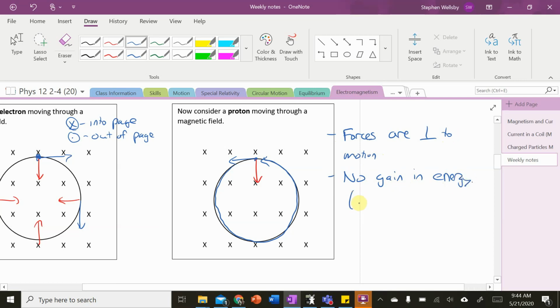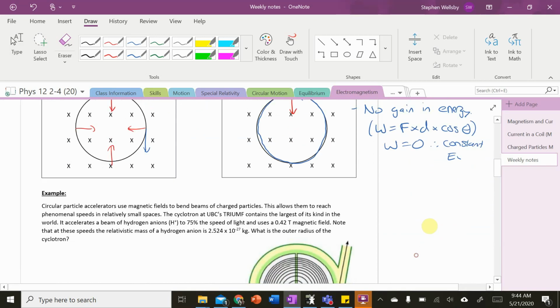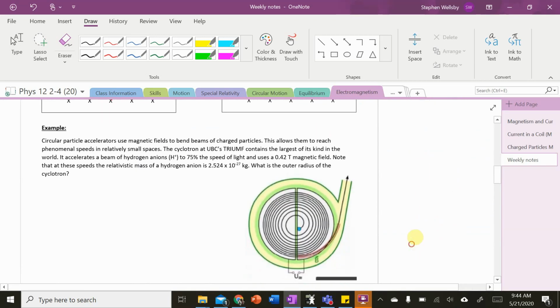And the reason for this is we know that the formula for work done is force times distance times cos theta. Well, the theta between the direction of motion and the direction of force is always 90 degrees, and cos of 90 is equal to 0. So the work done is always going to be 0, and therefore constant energy. Okay, so just a couple of reminders, important things about circular motion. So let's give some real-world examples along with some questions.